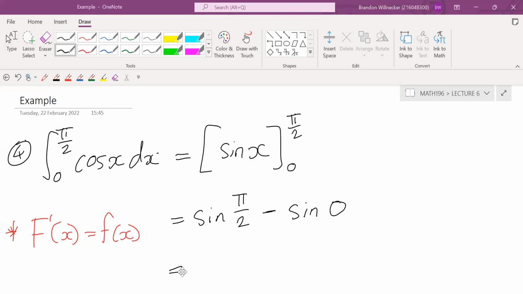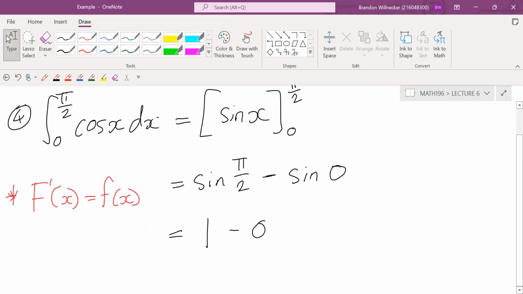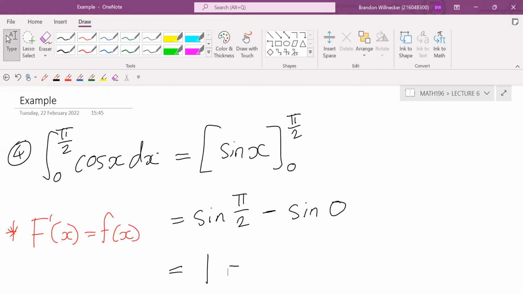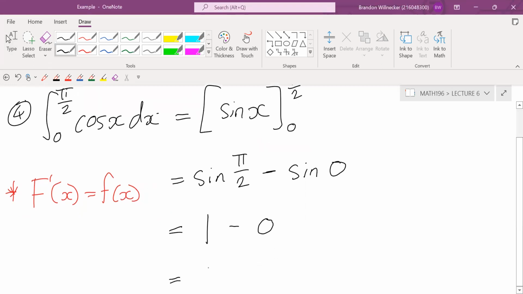So sine of pi over 2, you can think of it as sine of 90 if you need to. That's just going to be 1. Sine of 0 is 0. So 1 minus 0 is just 1. So we see that the definite integral from 0 to pi over 2 of cos x is 1.